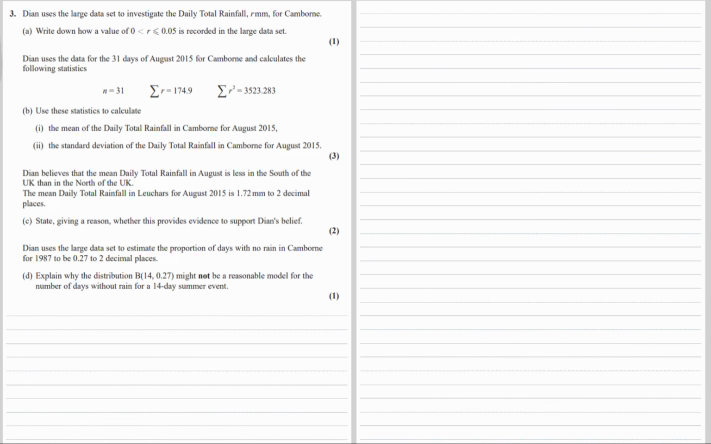Deanne uses the large data set to investigate the daily total rainfall, R millimeters, for Camborne. Write down how a value of 0 to 0.05 millimeters is recorded in the large data set. So that's recorded as a trace, TR, a trace of rain.